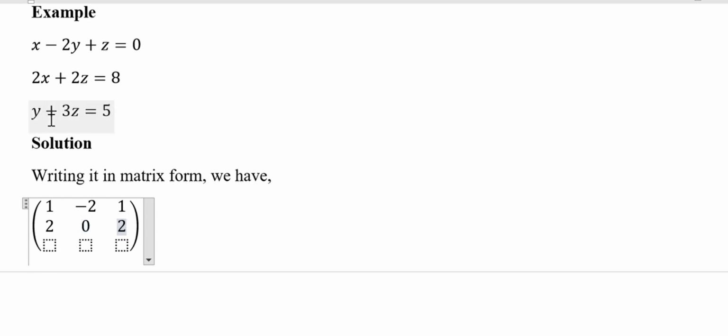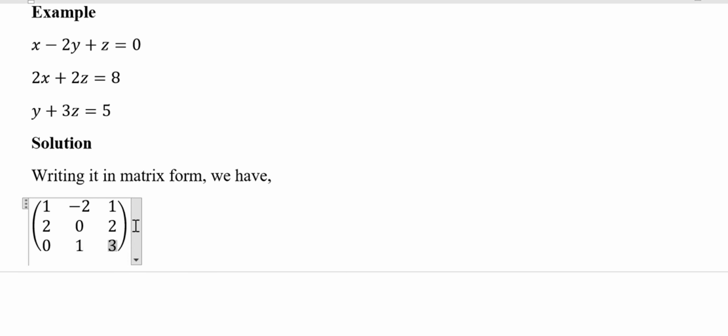In this third simultaneous equation, we don't have x, so we shall substitute it. We shall write 0 here, where it was supposed to be written. This y has a coefficient of 1, we write it here. And the coefficient of z is 3, we write it here.